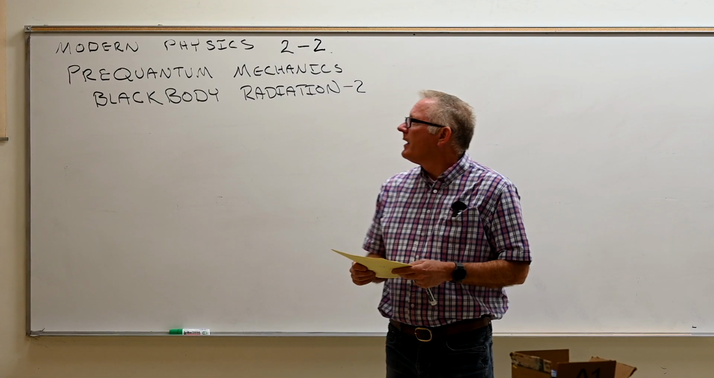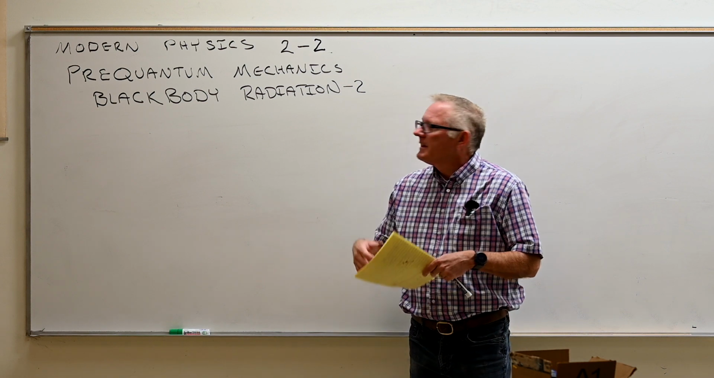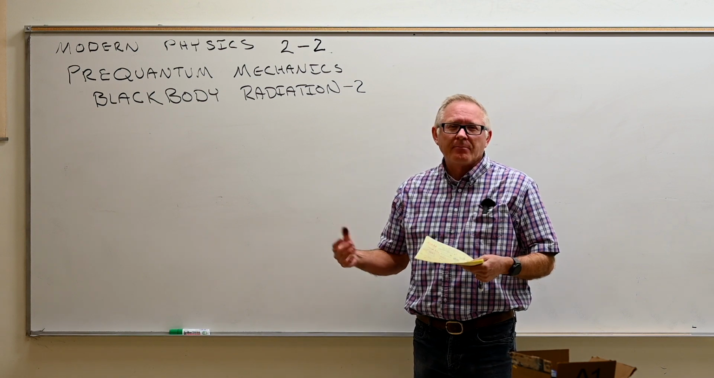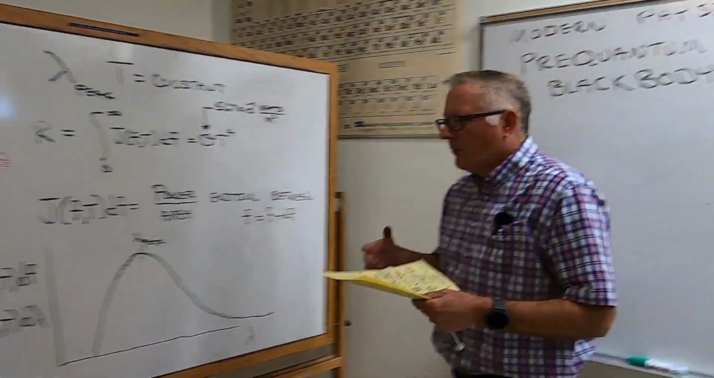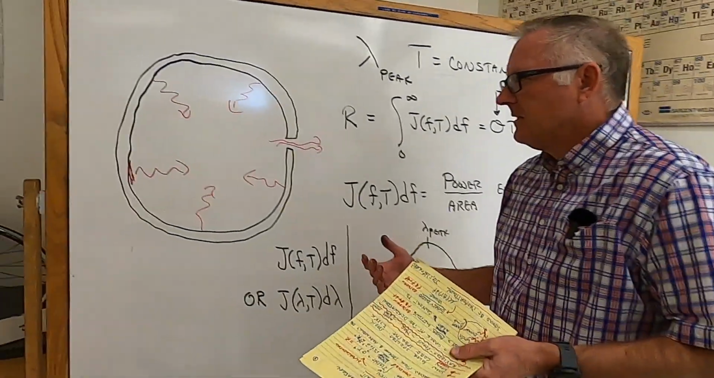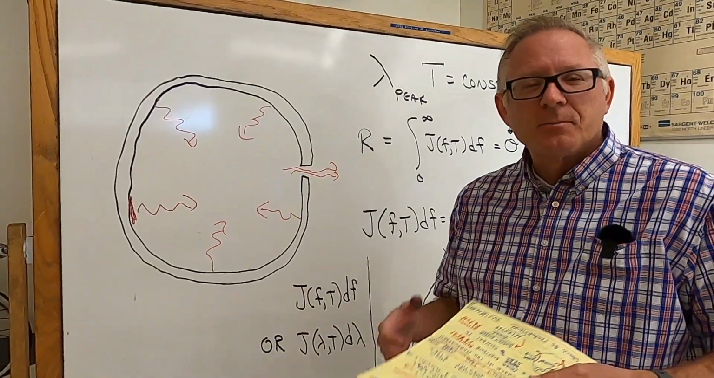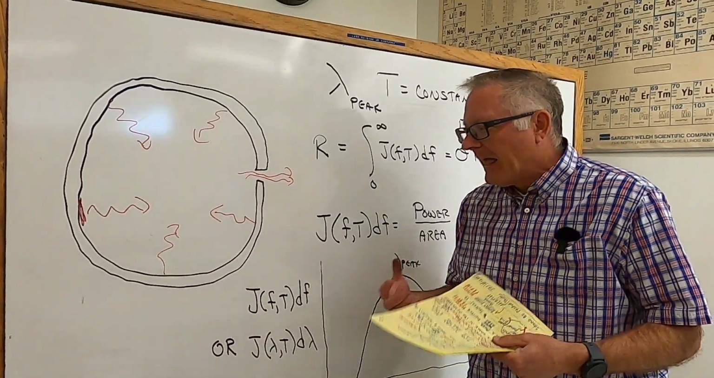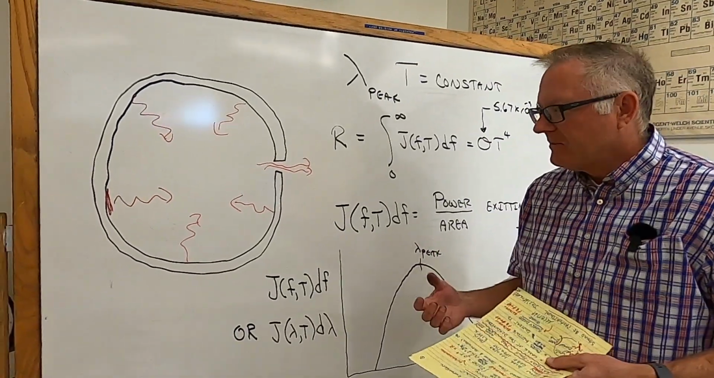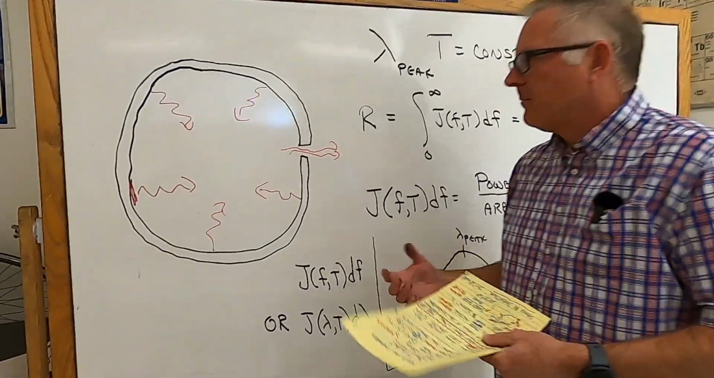Okay, so now we just want to continue with this derivation of the black body radiation. As you remember, black body radiation was a special case where you had no reflection. And one way you could make a black body device right here, a device that emits black body radiation, is with a cavity.